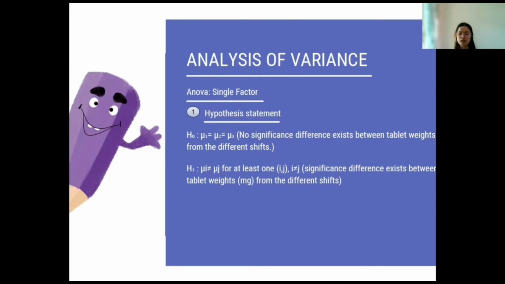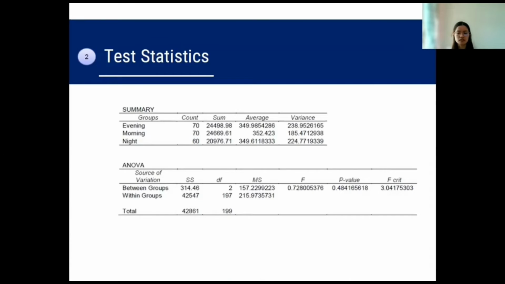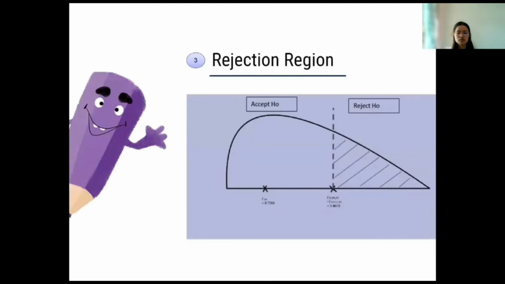The first step is to write down the hypothesis statement. H0 is no significant difference exists, while H1 is significant difference does exist between the tablet weights. The second step is to perform the test statistics by using the ANOVA test. From it, we obtain this output, which provides a summary from the shifts, and the most important component we want from this test is the F-test value, which is 0.7280. Then we go on to the rejection region. From the statistical table, the value of F alpha V1 V2 is 3.0418. Since the F-test value is less than 3.0418, we have to accept H0.